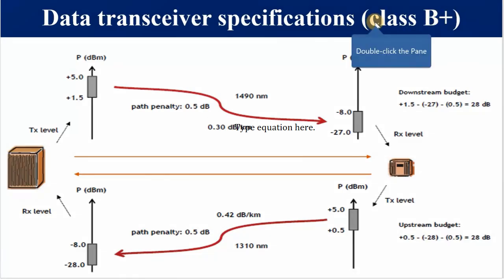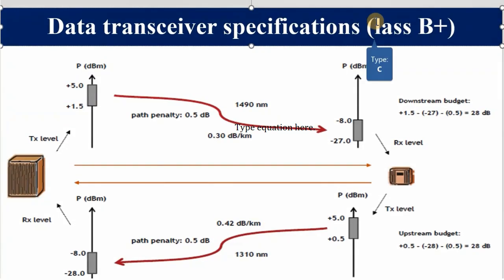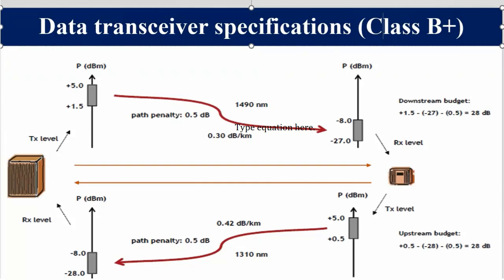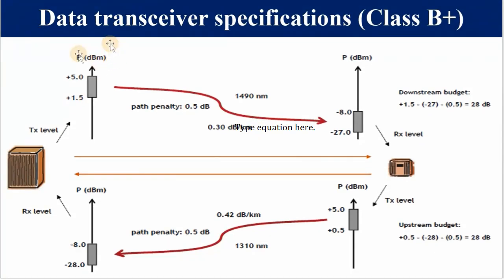What we mean by this, the class B+, this is a laser. A laser is used as a transmitter in our ONUs and also in our OLT. So we are saying for B+, these are the transmit levels and these are the receive levels. So we have got the downstream budget as well as the upstream budget. We have got the maximum transmit power and the minimum transmit power, and the receive level is in dBm, which means power gain with reference to 1 milliwatt. So in the downstream direction 1490, in the upstream direction 1310 nanometers.